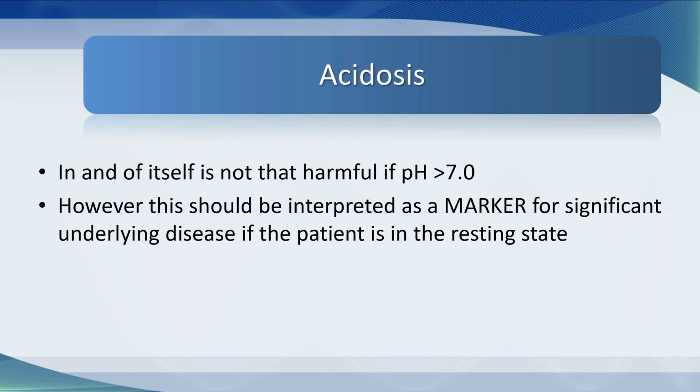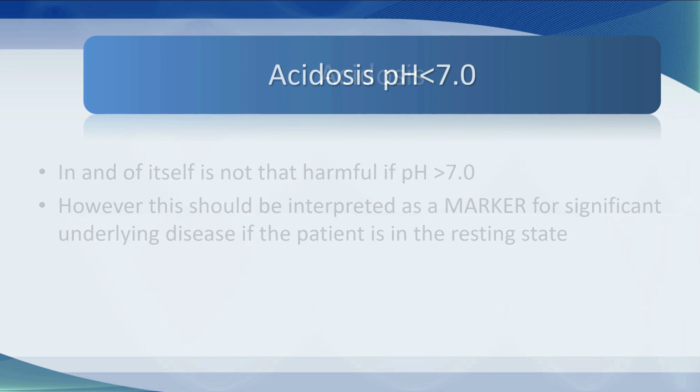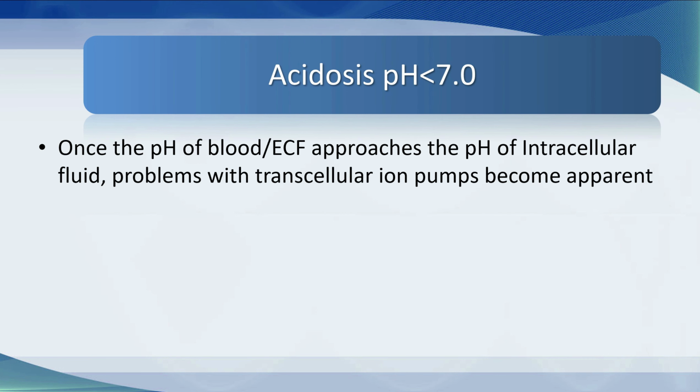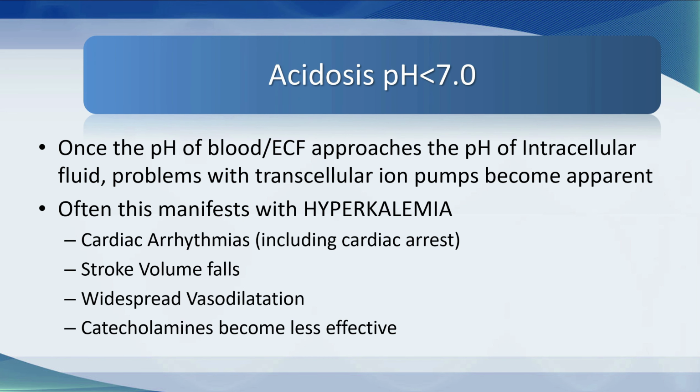Obviously, if the patient has just run a marathon, their pH is going to be low from all the lactate that they have generated. Nevertheless, once the pH goes below 7, the extracellular fluid or blood pH starts approaching that of intracellular fluid, and problems with transcellular ion pumps become apparent. Often this manifests with hyperkalemia. You start seeing cardiac arrhythmias, and that can lead to a cardiac arrest, and that's why people die of diabetic ketoacidosis. They have a cardiac arrest from hyperkalemia.